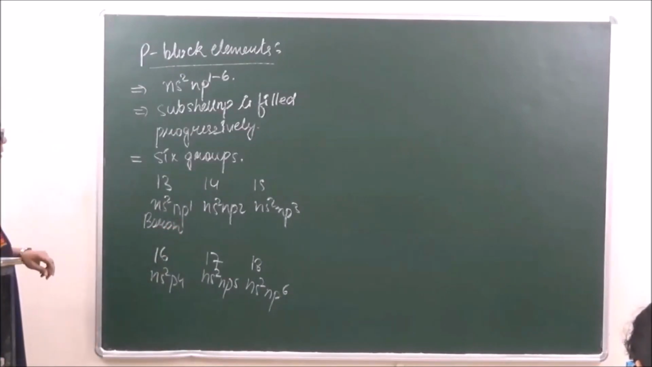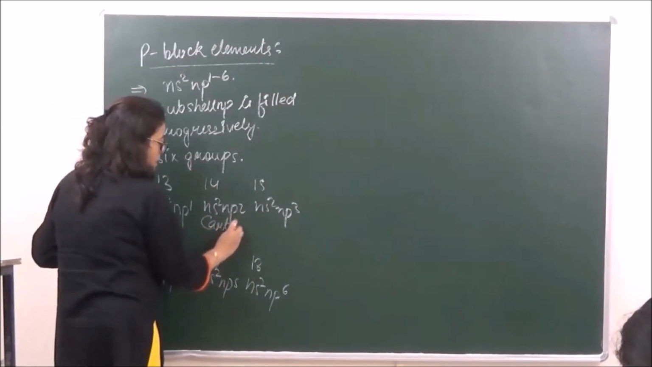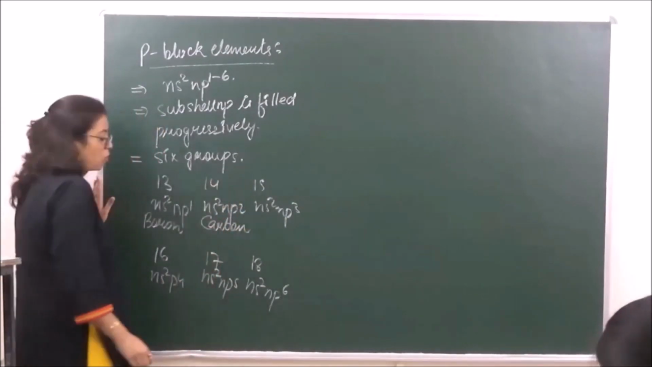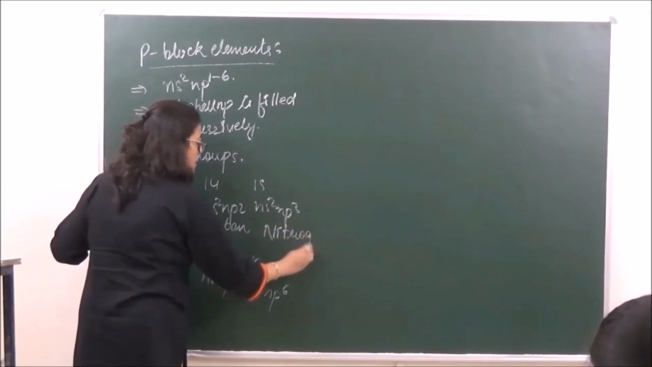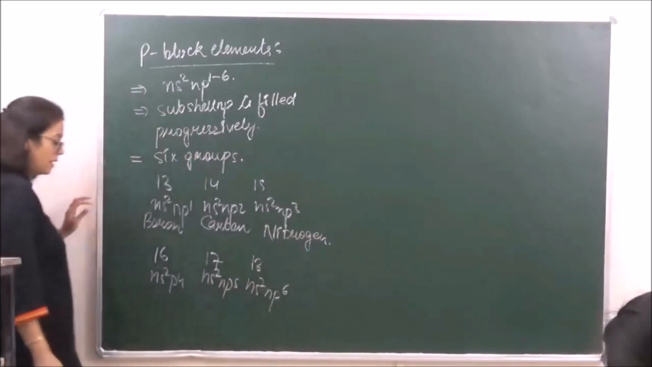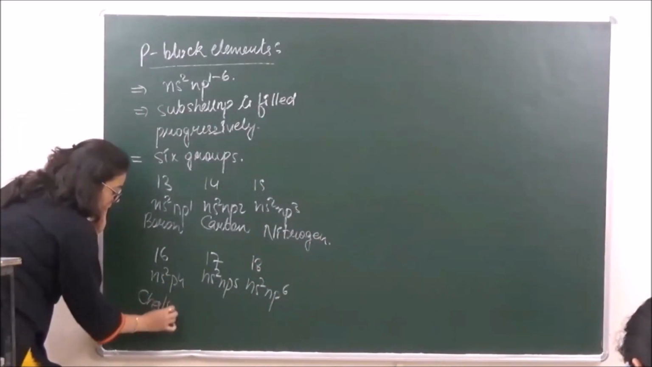Now over here group 13 is known as the boron family. After the first member of its group, group 14 is known as the carbon family. Group 15 is known as the nitrogen family. 16, that is known as chalcogens.